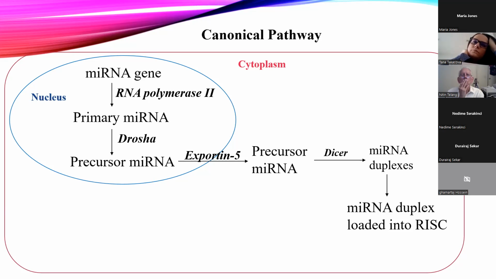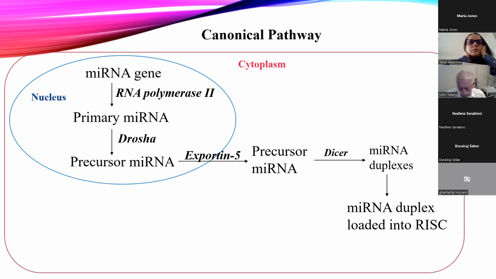So let me explain the canonical pathway. It's very simple. In the nucleus, like a gene, this microRNA is originated from the gene through RNA polymerase 2, and is called primary microRNA. This primary microRNA is processed by the protein called DROSHA inside the nucleus. The processed microRNA is called precursor microRNA or pre-microRNA. These precursor microRNAs are exported to the cytoplasm through exportin 5, the transporter protein present in the nucleus. The pre-microRNA can easily be transported via exportin 5.